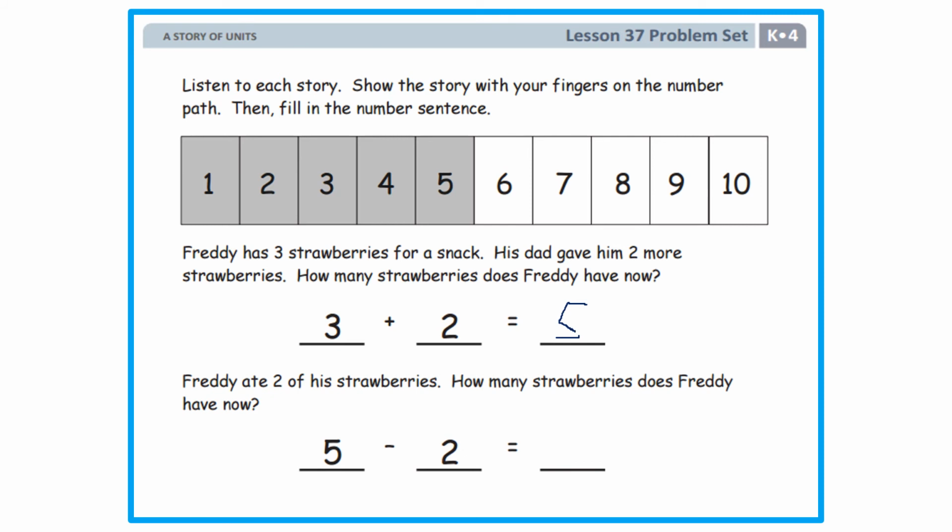Freddie ate 2 of his strawberries. Whoa, he only ate 2. Okay, so if he had 5, and take away 2 because he ate them. Take away 2. 1, 2. How many does he have left? That's right, he had 3 left. Good job.